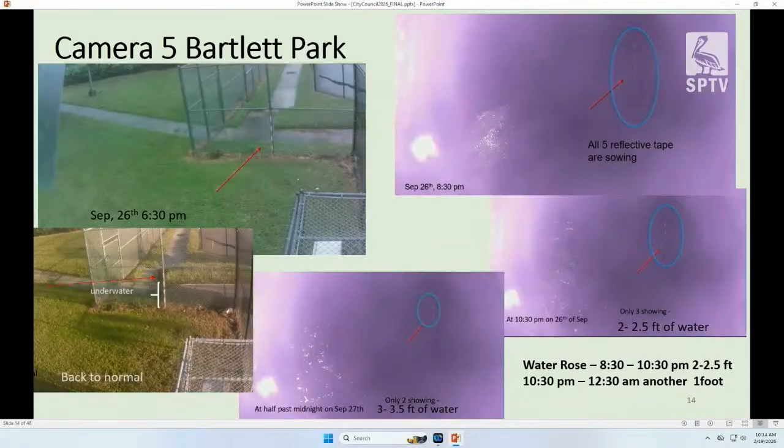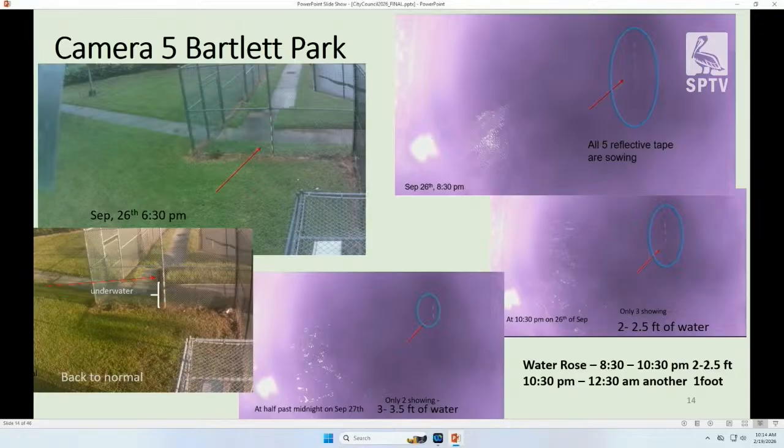Here is the data in Bartlett Park, which is off the Salt Creek, right? Let's start with the left image first, upper left. That's actually 26th, 6:30 p.m., before the storm surge started taking place. Upper right, 10:30 p.m., you can still see 5 of those reflective tapes. Our model and the computer vision actually counts the number of tapes we have, right? Now, if you look at it at 10:30, between 8:30 and 2:30, you can only see 3 tapes, which means you have 2.5 feet of water up, right?